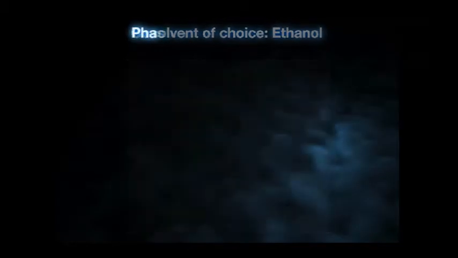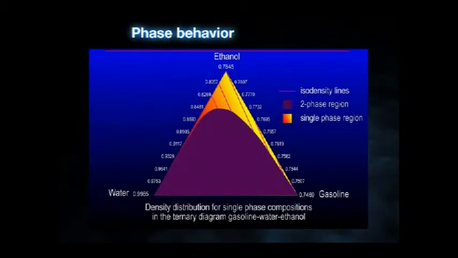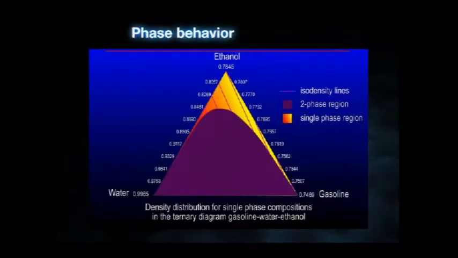So at any given point in this diagram, I can get the percentage of ethanol, gasoline, and water in my composition. Well, this is not the only thing that we have in this diagram. As you see here, we have this purple color. This purple region we call the two-phase region of the diagram. And this yellow to orange region we call the single-phase region. And these lines here are isodensity lines, because they have different densities. Water has this density, gasoline that density, and ethanol that density. We have different densities for each phase.